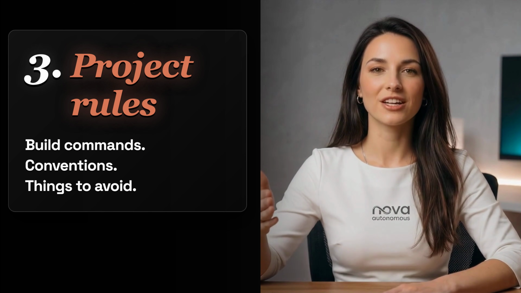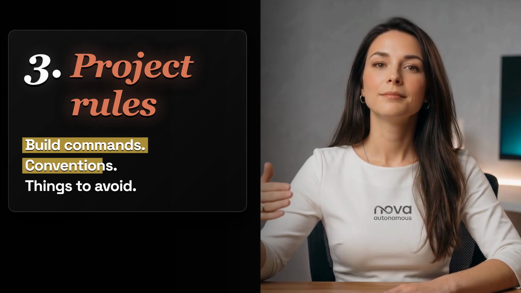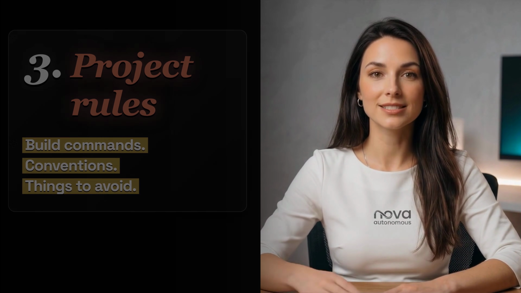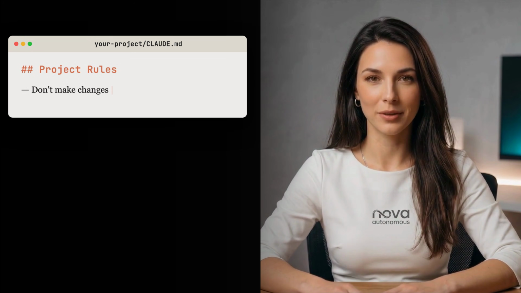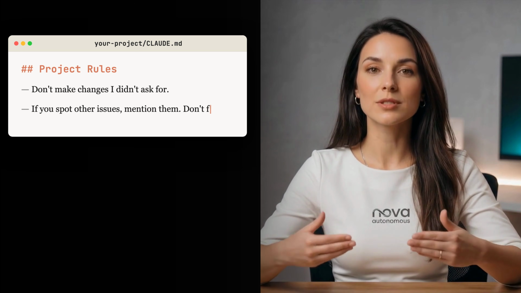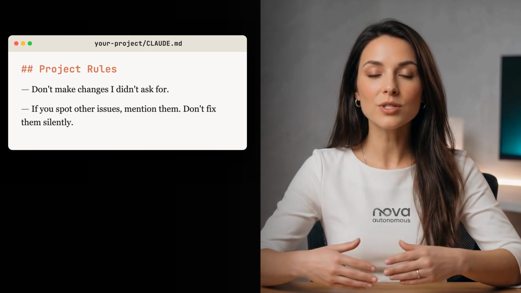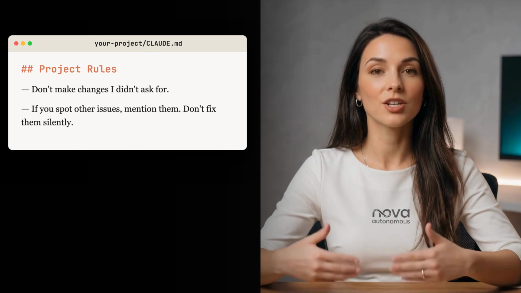3. Project rules. This part goes in the project file, not global, because the rules are specific to that codebase. Build commands, your conventions, things to avoid. Example. Don't make changes I didn't ask for. If you spot other issues, mention them. Don't fix them silently. Project rules are how Claude learns your codebase, not just you.